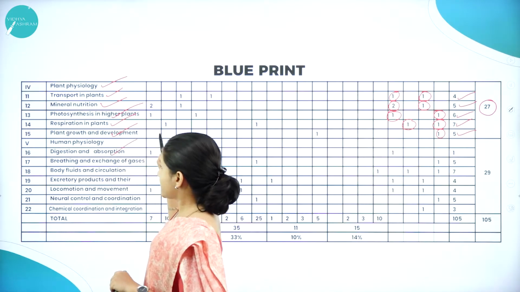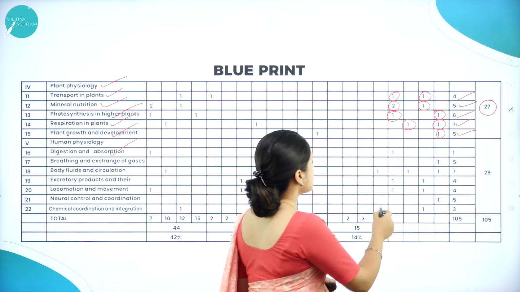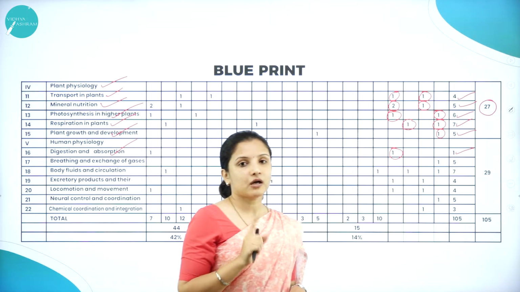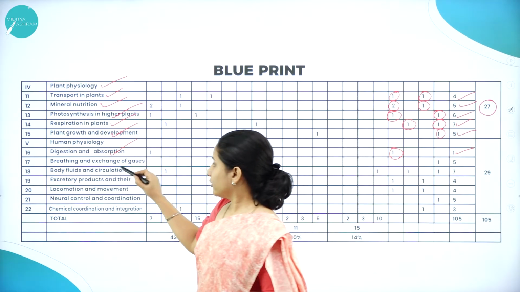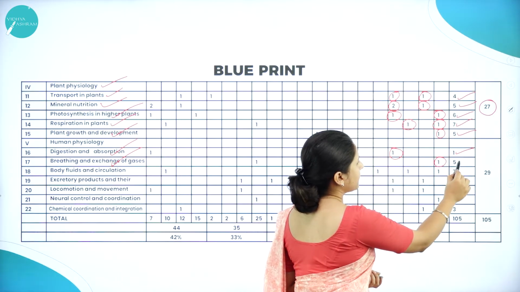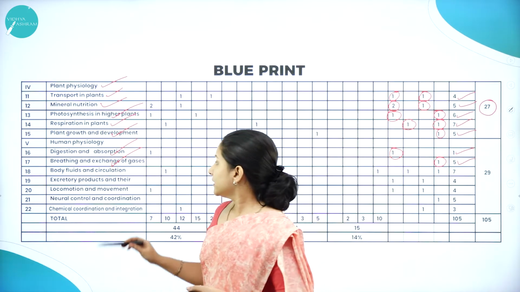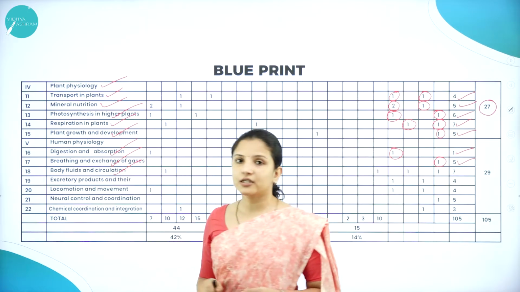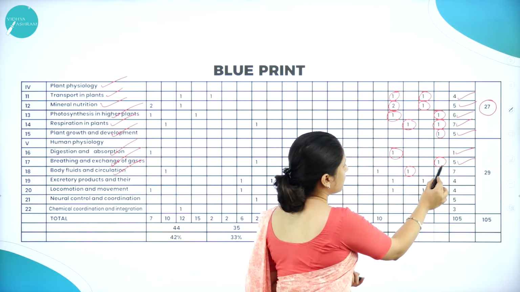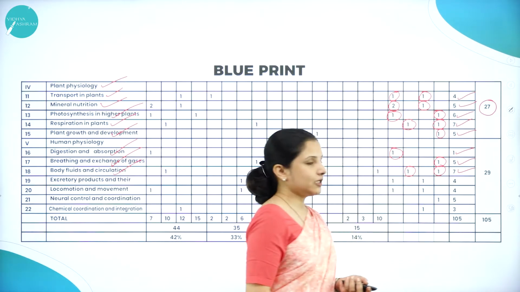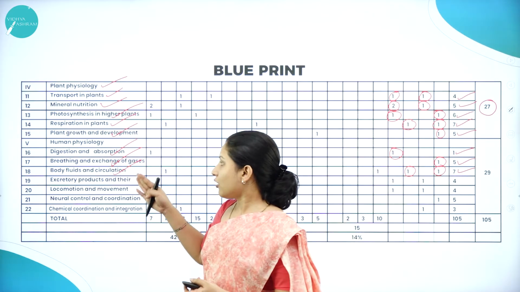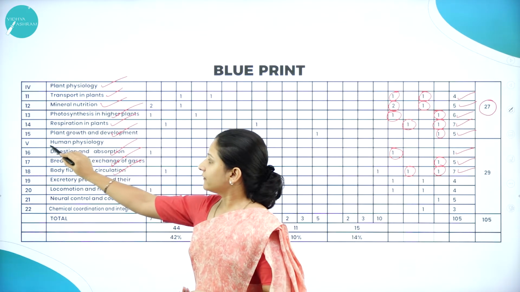Next, moving on to digestion and absorption. 1 question for 1 mark. Therefore, it carries only 1 mark. Next, breathing and exchange of gases. There is 1 question for 5 marks. Next, moving on to body fluids and circulation. They ask 1 question for 2 marks and 1 for 5 marks. So total 7 marks. So body fluids and circulation carries the maximum marks when compared to all the other chapters under human physiology.